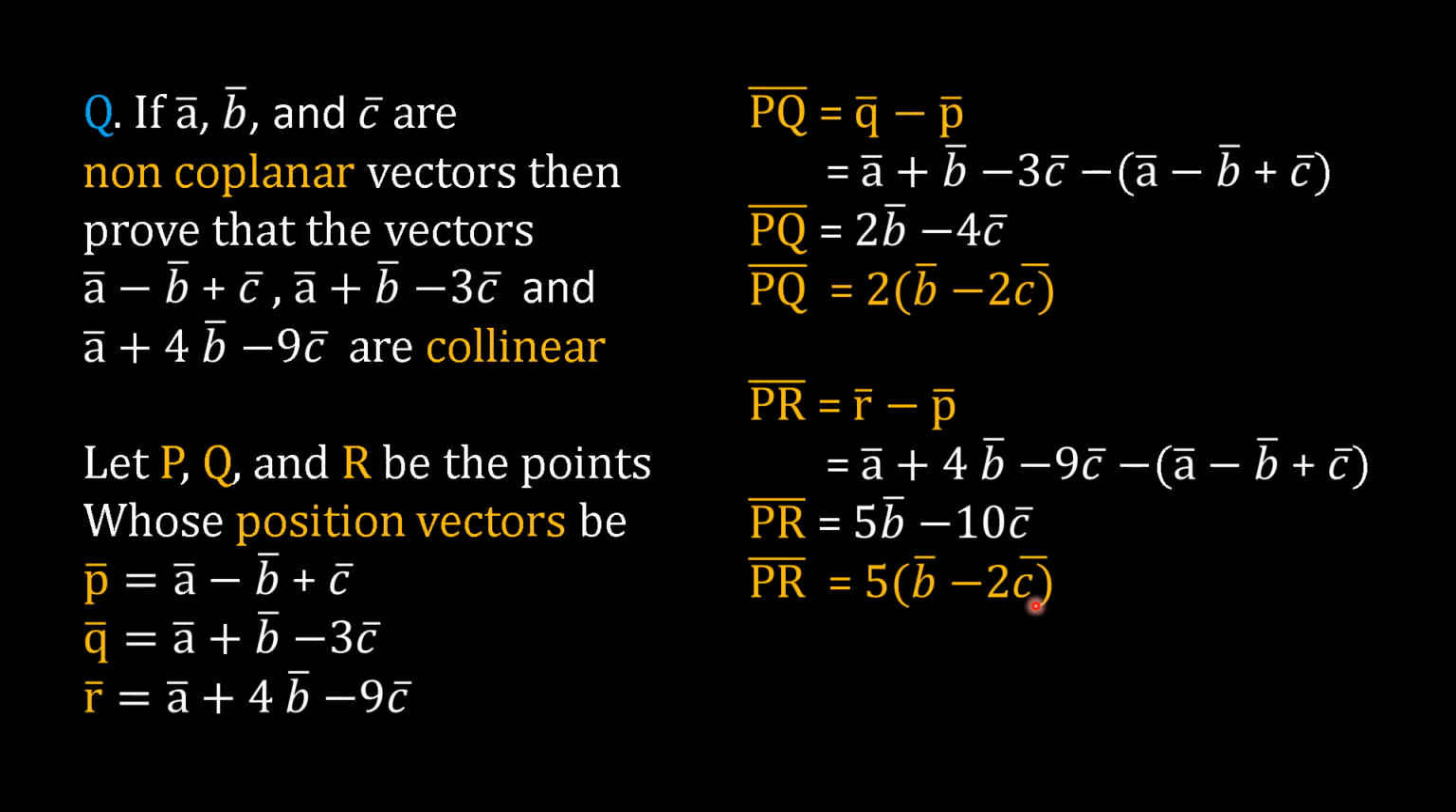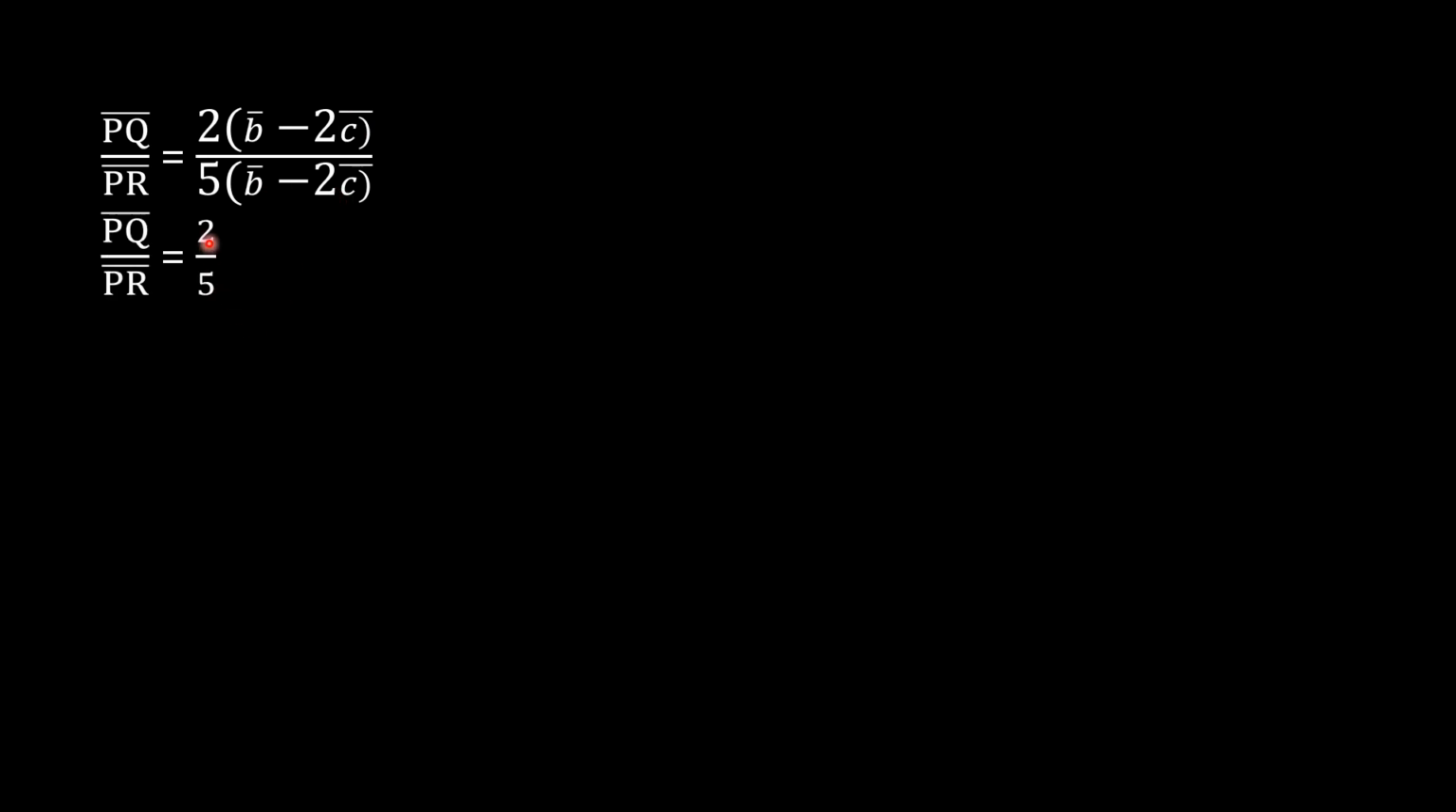Now we have PQ bar and PR bar. We will take the ratio of PQ bar and PR bar, which will be 2 times b bar minus 2c bar upon 5 times b bar minus 2c bar. b bar minus 2c bar gets cancelled and we are left with 2 by 5, which gives us PQ bar equals 2 by 5 PR bar.